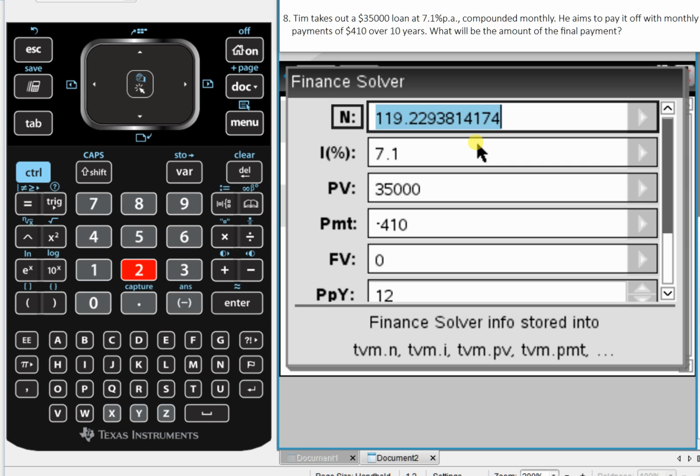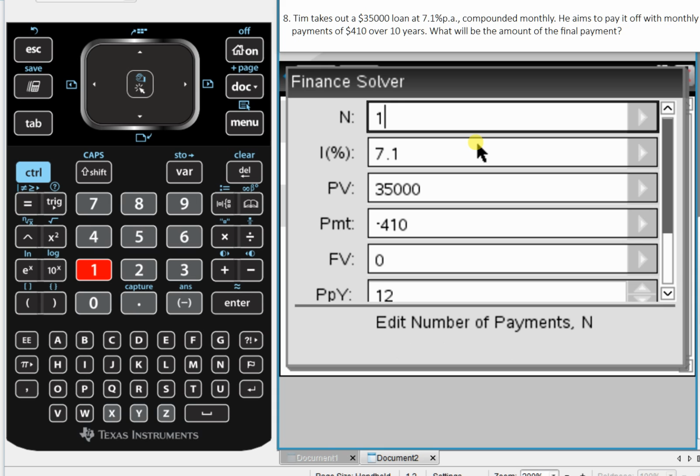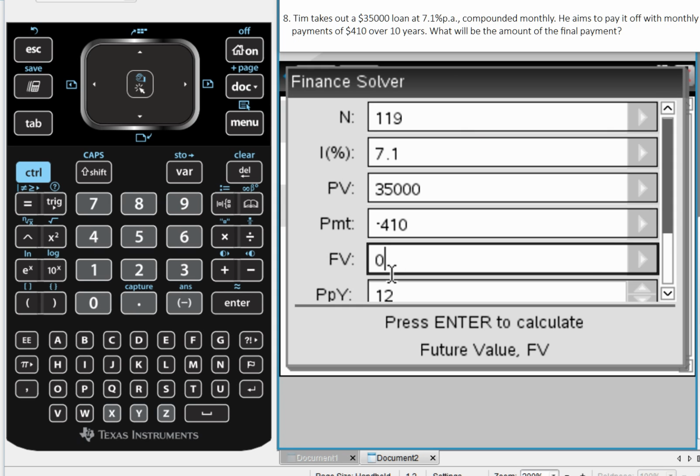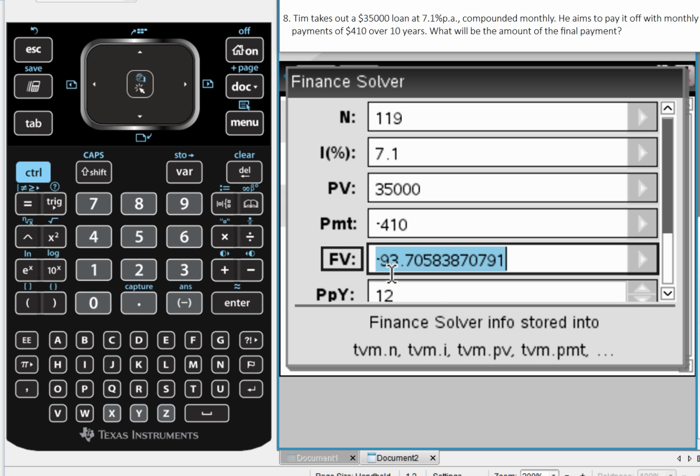In order to do that, we know that he's going to make as many payments of $410 as possible, which is 119. So all but the last one are going to be that predictable regular amount of $410. If he makes all of those payments, then after that, Tim will still owe approximately $93.71. So at first glance, we might say, okay, this is our final payment.